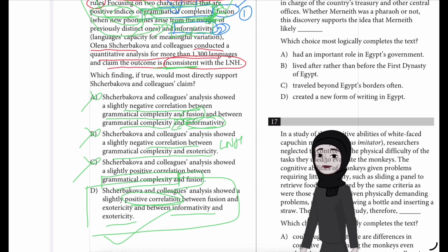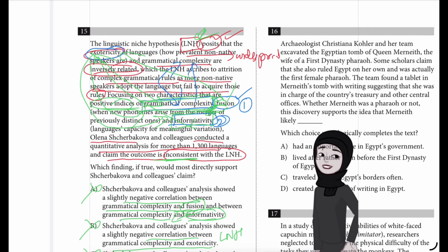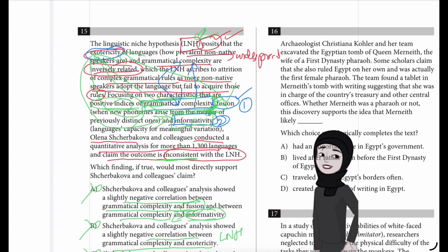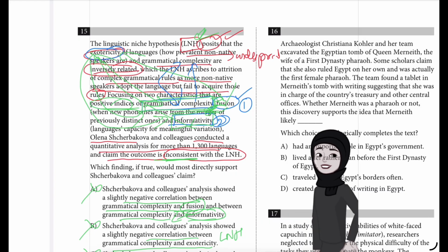So choice D is the best answer because it presents a finding that, if true, would support Shcherbakova and colleagues' claim that the outcome of their study is inconsistent with the linguistic niche hypothesis, LNH. The text explains that the LNH holds that there is an inverse relationship between the prevalence of non-native speakers of the language, that is exotericity, and the grammatical complexity of that language. That is, as the number of non-native speakers increases, grammatical complexity decreases, and vice versa.